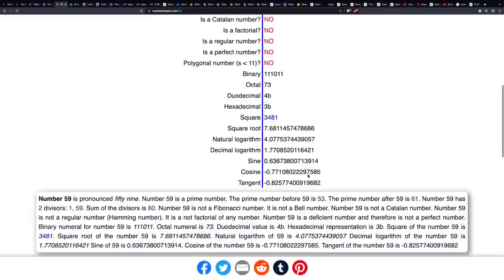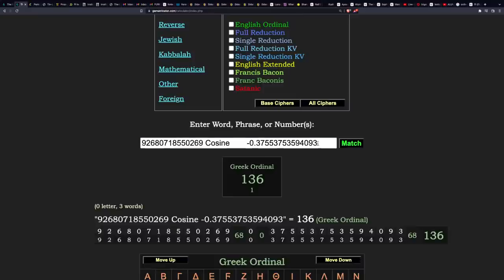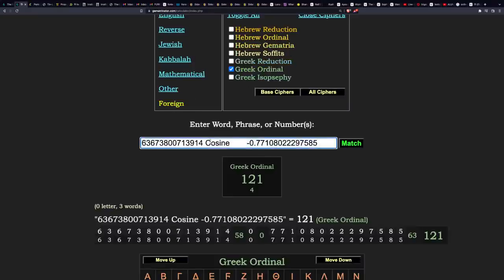And then all we got to do is just come down here, copy this, Control C or Command C, come to your Gematronator, and then just place it here. Make sure you're using one of these foreign ones so you don't have to eliminate the cosine. It's not going to change it if I do. But now we have 121. So 59 sine and cosine wave, the total is 121.